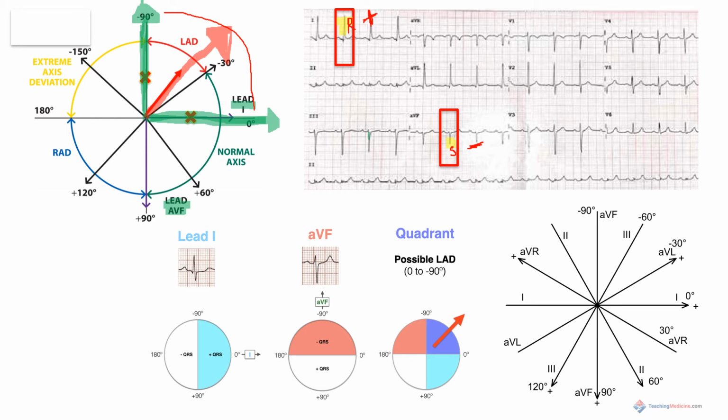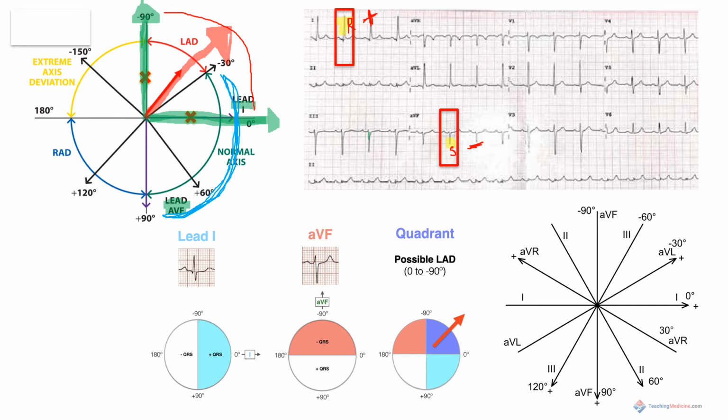So therefore, our mean electrical axis is not really within that normal range, because the normal range, let me just highlight it for you. The normal range is right here from -30 to +90. That's where we're supposed to be. Anywhere from -30 to +90 is considered normal. Notice how we are not really within that normal range. We are from 0 to -90.